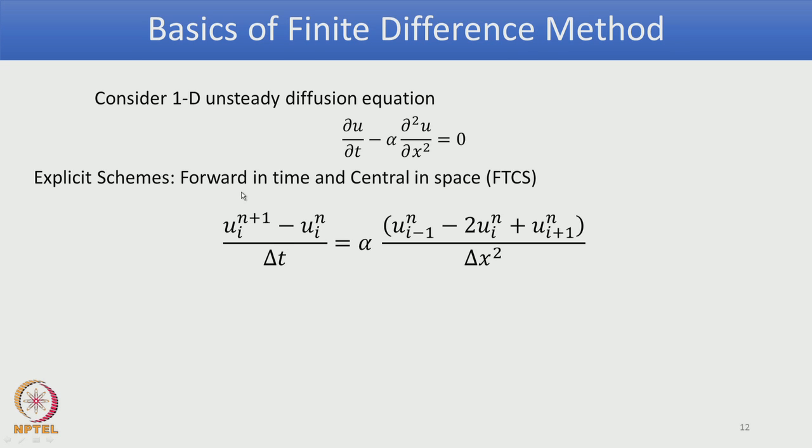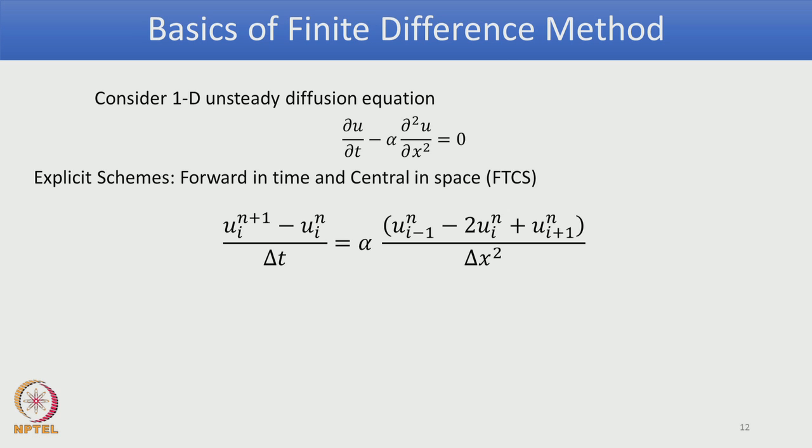So, what we said is forward in time. You can understand it is forward in time: n plus 1 minus n, that is how you should try to understand. So u of i, n plus 1 and u of i, n are the same variable at the same x location, but at different time levels, and forward in time level n plus 1 and n. Similarly, central in space means it is central only in space.